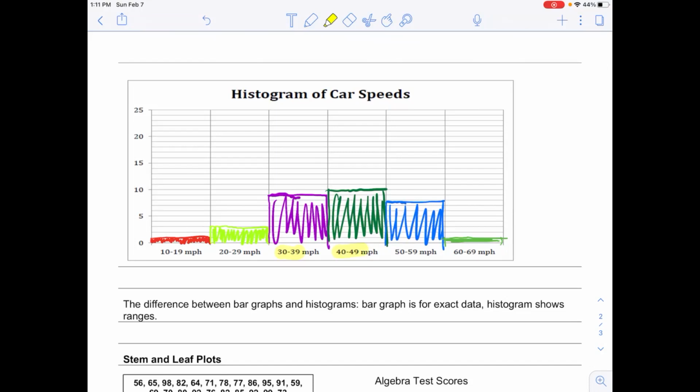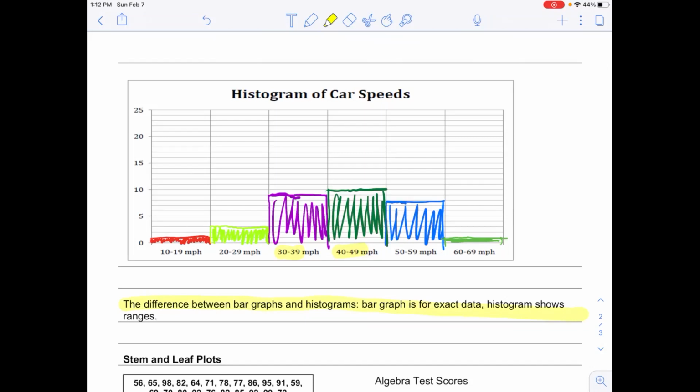And this is the difference between a bar graph and a histogram. Bar graphs can show exact data. A bar graph could show you how many cars went exactly 30 miles per hour, and how many cars went exactly 31 miles per hour, and how many cars went exactly 32 miles an hour. But as you can imagine, that would be a lot of graphs, bars.